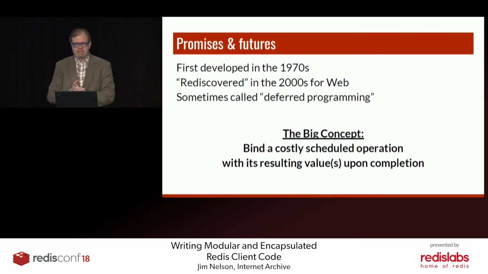So just a quick history lesson, promises and futures were actually first developed in the 1970s. It was sort of some work that I think came out of IBM. They were sort of rediscovered in the 2000s for web programming. They became a very hot thing in the JavaScript world for dealing with asynchronous I/O to the server. You sometimes hear them referred to as deferred programming. The deferred means you're scheduling something and then you're waiting for the result to come back later. The big concept between promises and futures is you bind a costly scheduled operation with its resulting value upon completion. You're coupling them together instead of leaving them decoupled.